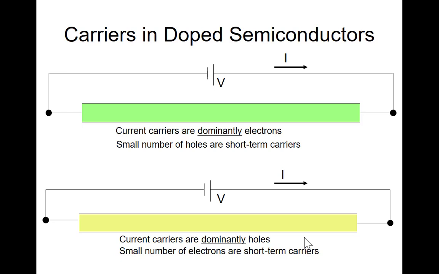Major current flow is going to be electron current. There will be a little bit of hole current, but mostly electron current. What do you mean by hole current?